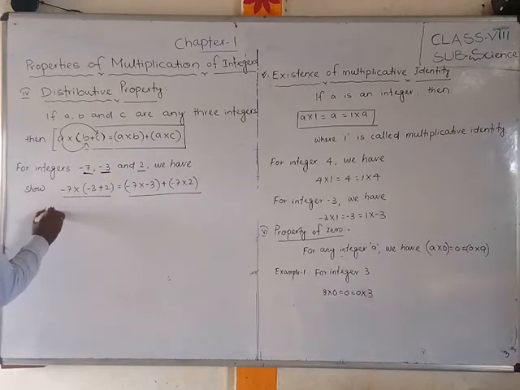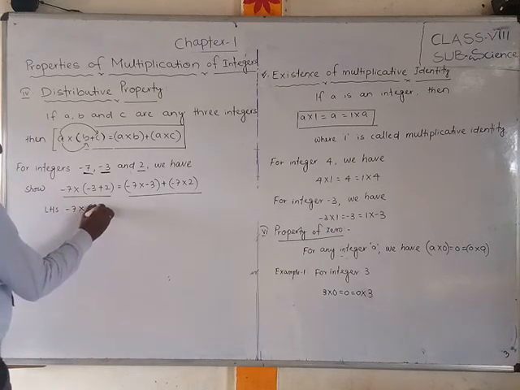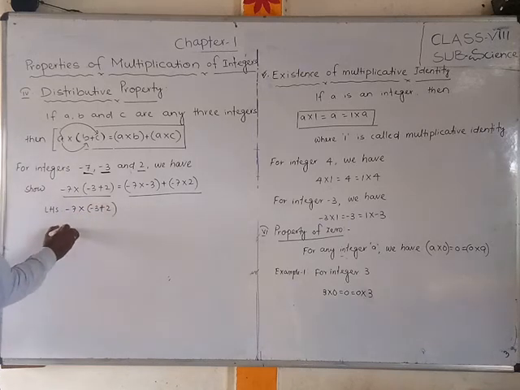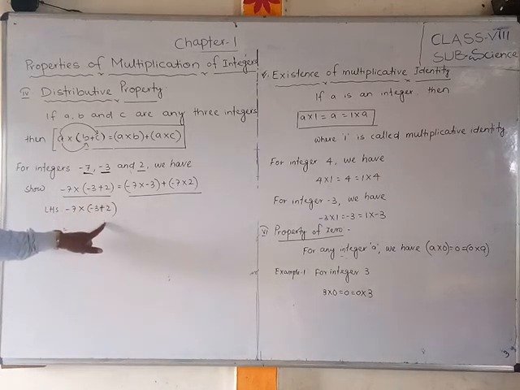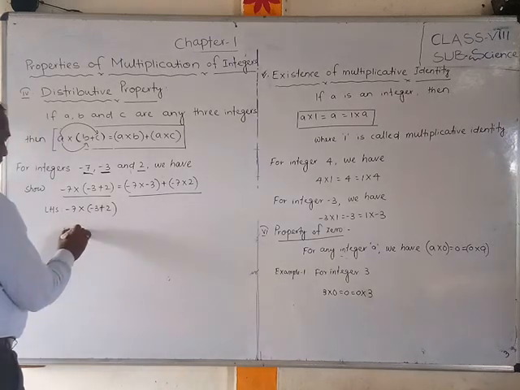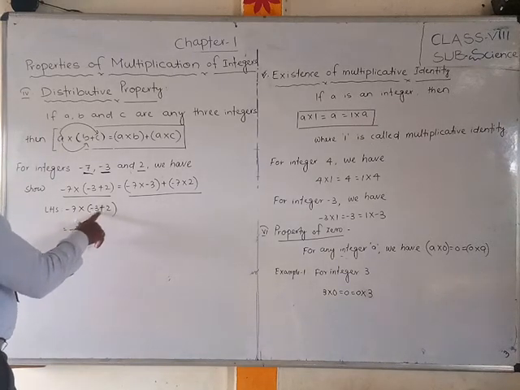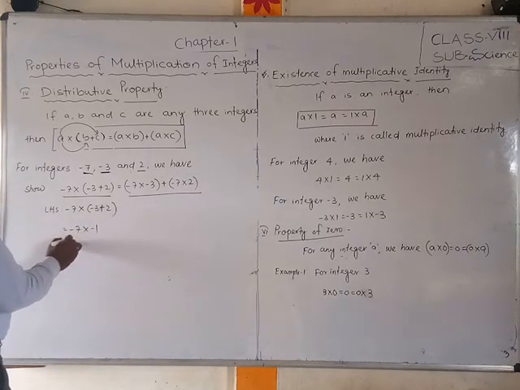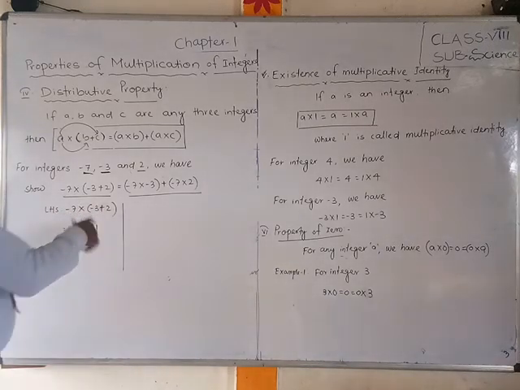So first of all we will do the proof. LHS: -7 into (-3 plus 2). Now we will get the answer. First of all we will do the bracket work. -3 plus 2 is equal to -1, and -7 into -1, minus into minus is positive, 7 ones are 7. So we got the answer 7 on the LHS side. We'll see the RHS side.